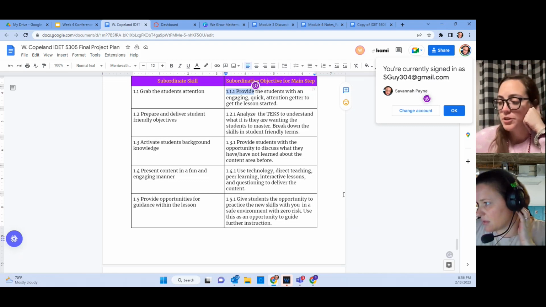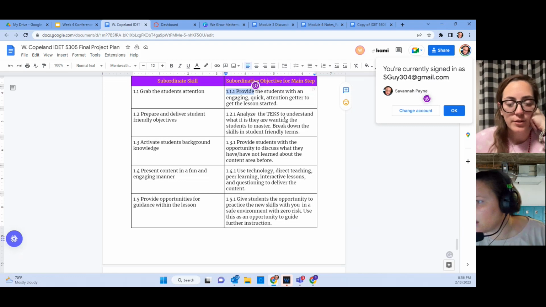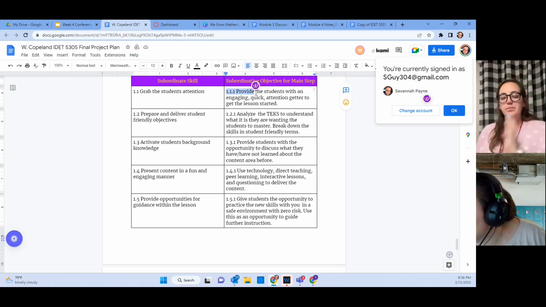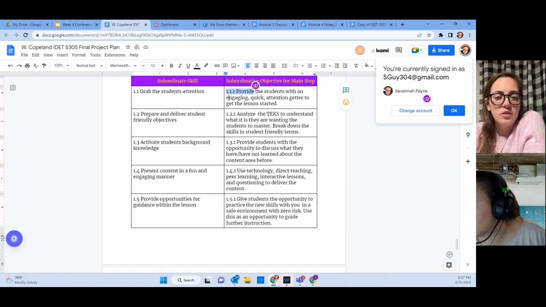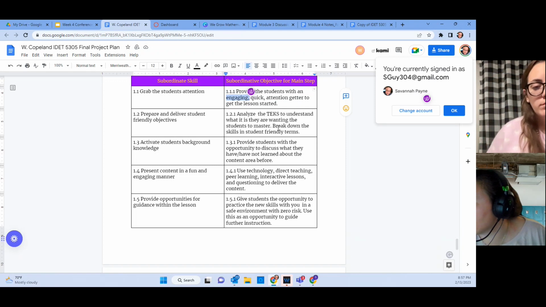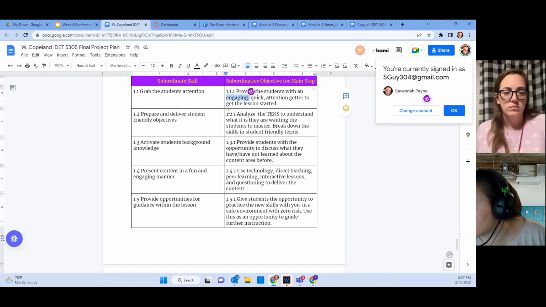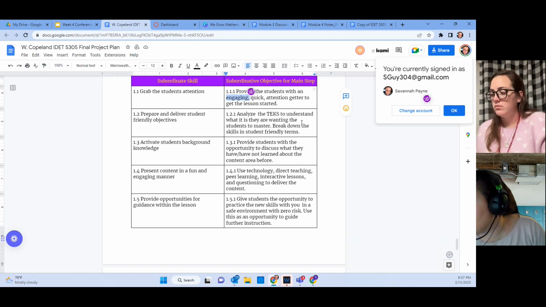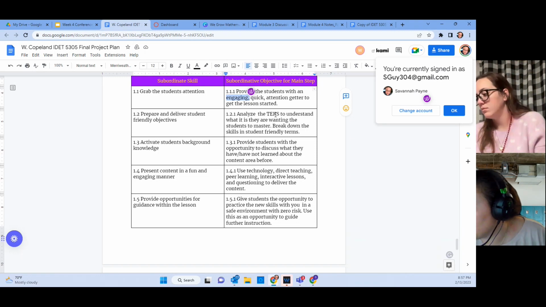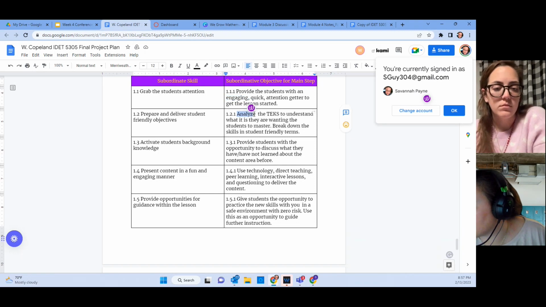Okay. Conditions, behavior, criteria for the objectives. Right. Well, you have the behavior. It just needs some tweaking. Pretty much behavior is verbs. Right here, you're going to be engaging. And then right here, you're going to be analyzing.